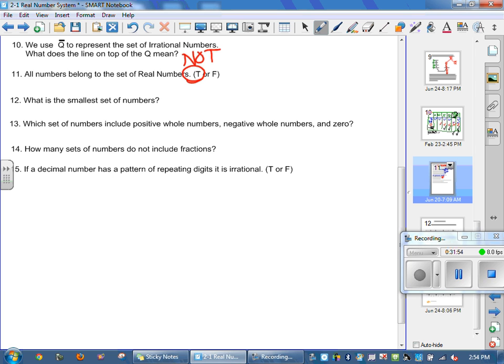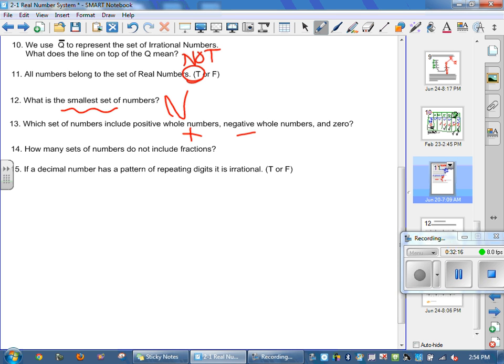What is our smallest set of numbers? Natural. Natural numbers. Which set of numbers includes the positive whole numbers and negative whole numbers and 0? Integers. Okay, quit hollering out, please. Let's raise our hands like proper.